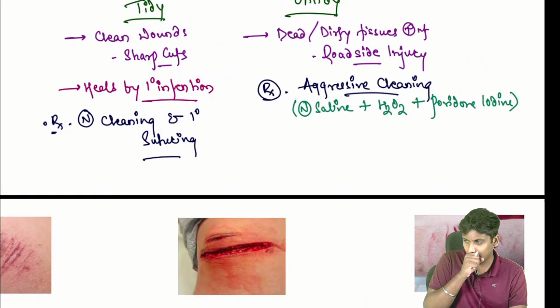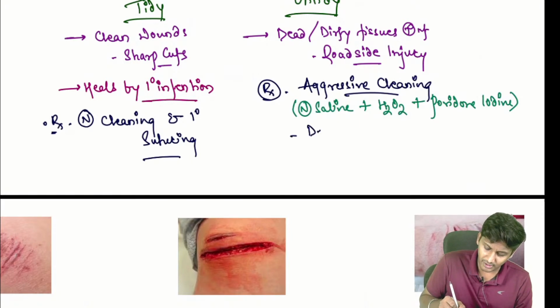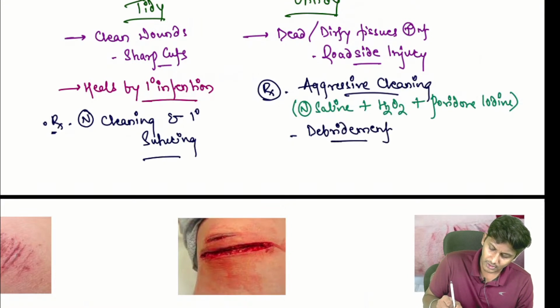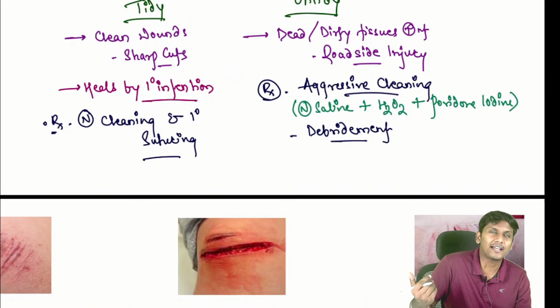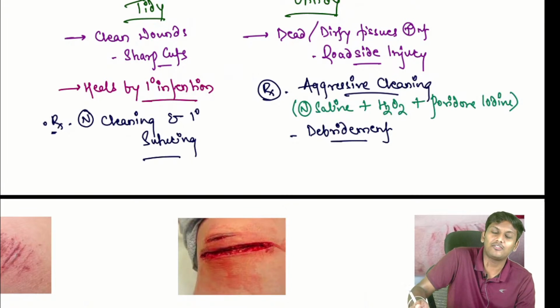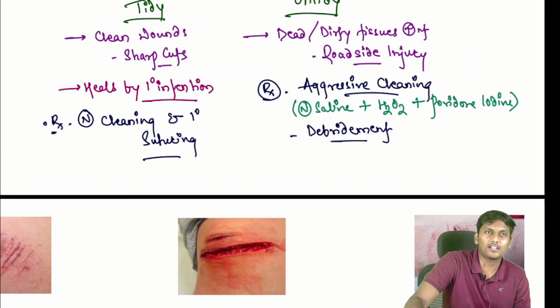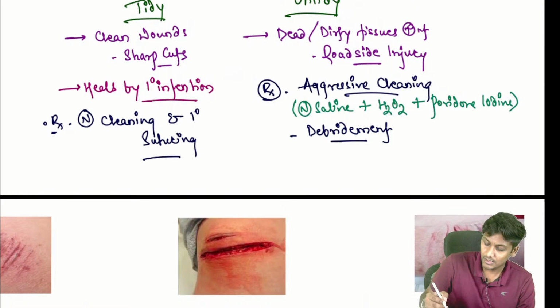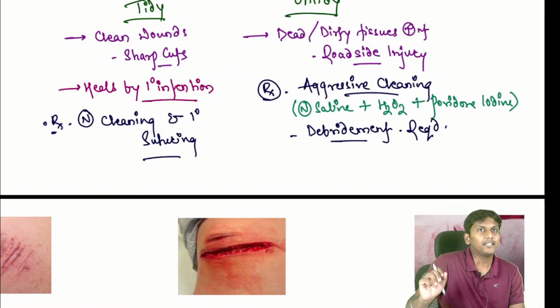Apart from that, you have to remember, we also have to do debridement of these wounds. What is debridement? If there is any dead, necrotic, dirty tissue, that has to be removed. This was a question a few years back: removal of dead, dirty tissues from a wound is known as debridement. All the debris and dead necrotic tissues have to be removed. So debridement is definitely required in a case of an untidy wound.